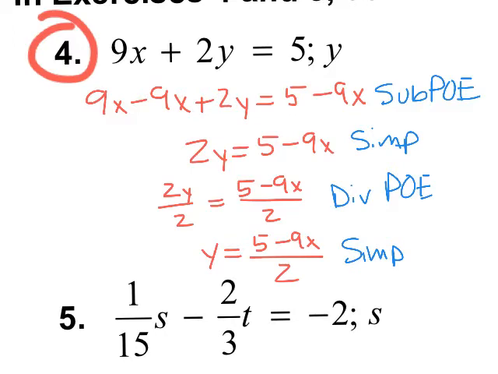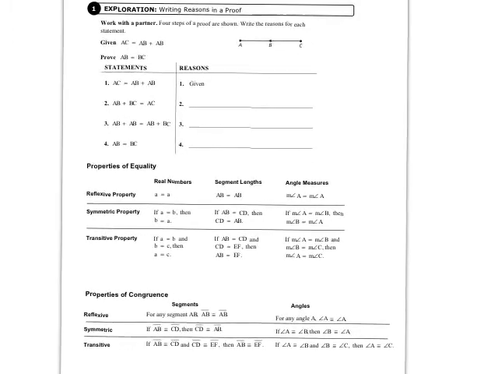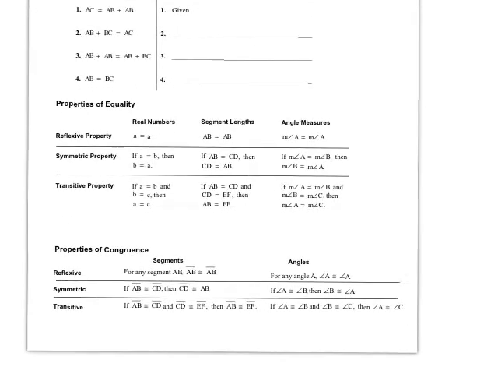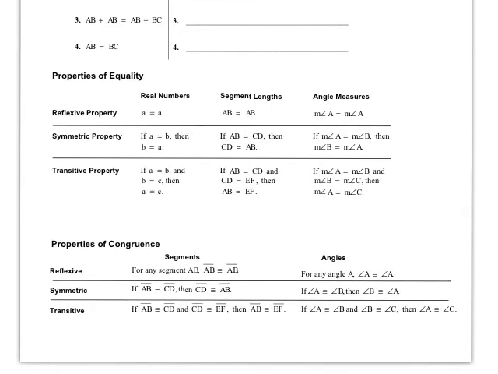Now let's take this concept and apply it to geometric proofs. Okay, so let's go to the next page. Okay, so let's look here. We have some properties down here at the bottom. We have reflexive property. You will almost never use that. We have symmetric property for real numbers, segment lengths, angle measures.